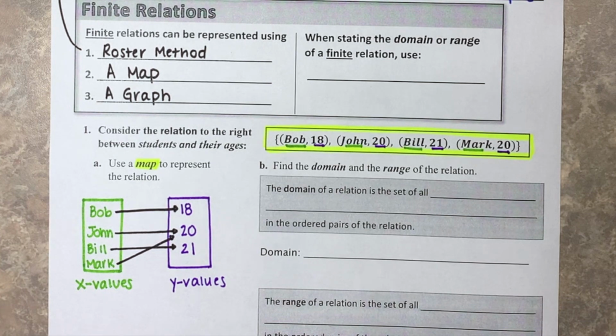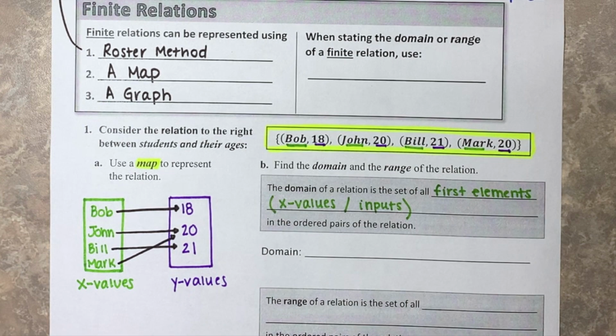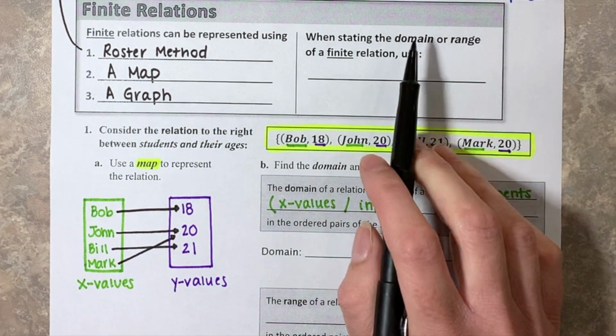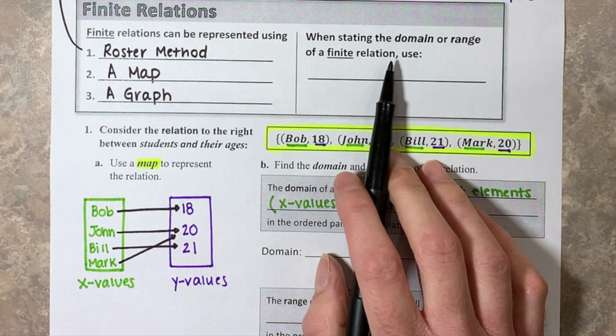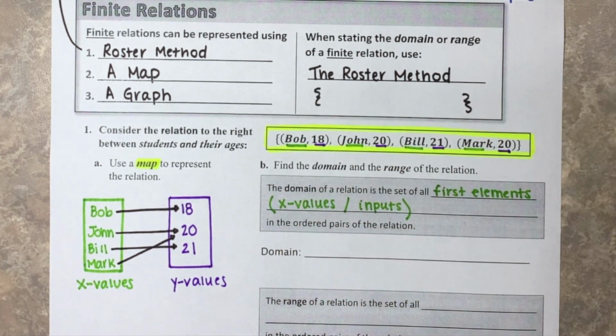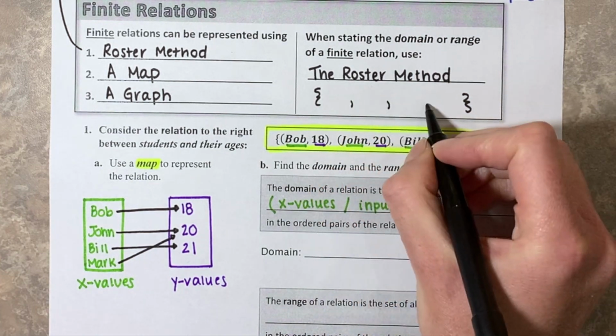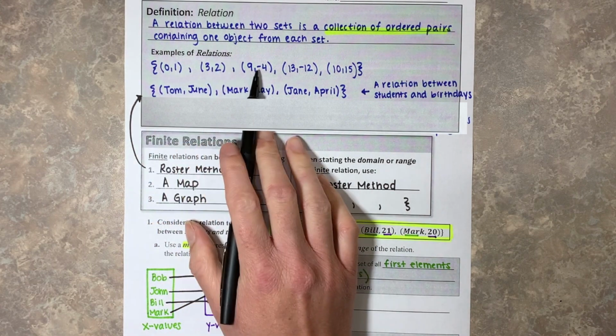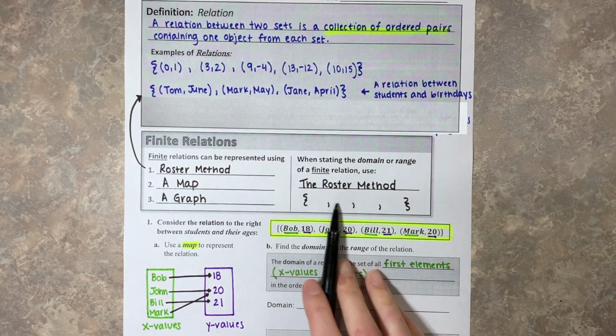Next, let's discuss the domain and the range. The domain of a relation is the set of all first elements, also known as the x values or the inputs, in the ordered pairs of the relation. When stating the domain or the range of a finite relation, we use the roster method. Again, when you're writing a set using the roster method, you start with these curly brackets, and then you list the elements and separate your elements with commas. When you're describing relations, the elements are ordered pairs, so you would be putting ordered pairs here.